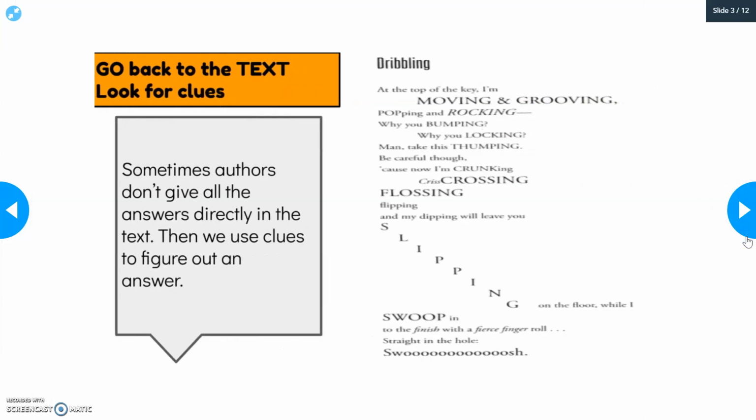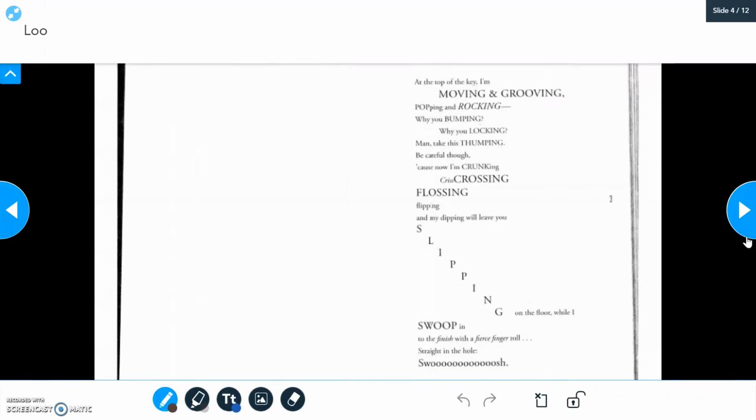So the first thing I'm going to do is go back to the text and look for clues. Sometimes authors don't give all the answers directly in the text. Then we use clues to figure out an answer. You are going to watch me go back to a poem on page 3 from The Crossover titled Dribbling, because I remember this is a poem that had lots of big letters and unusual letters on the page. I will be using the Draw It feature to annotate while I find text evidence.